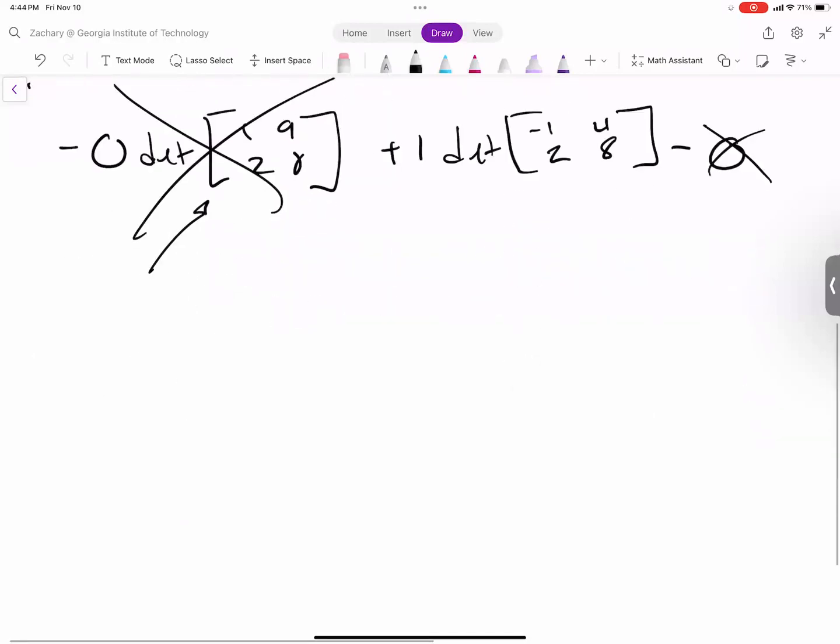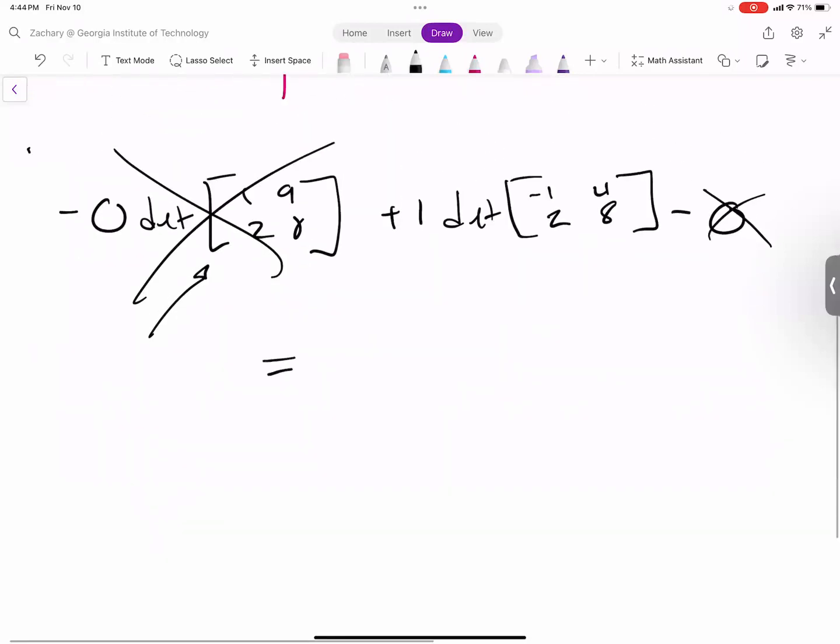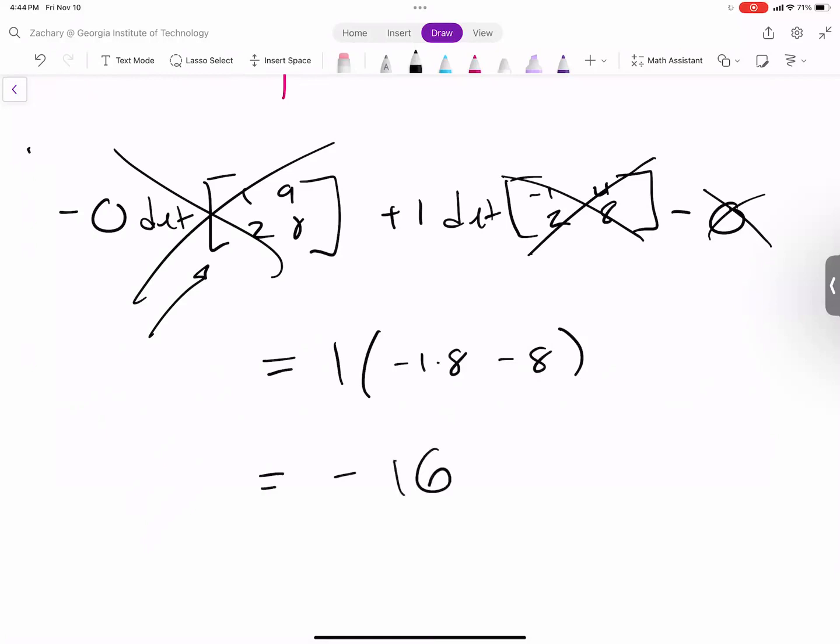Okay. So to solve what this is equal to, for the determinant of a 2 by 2, it's major diagonal minus minor diagonal. So this one minus this one. That gets us 1 times -1 times 8 minus 8. So this is -16. So is this matrix invertible? Yes, because its determinant is non-zero. That's how you would check if something is invertible with a determinant like that.